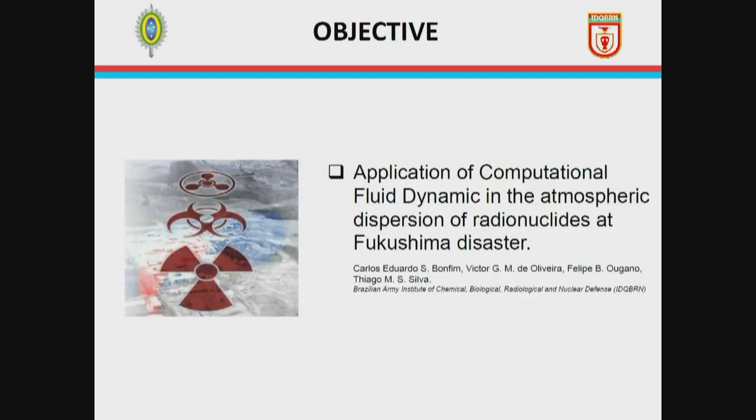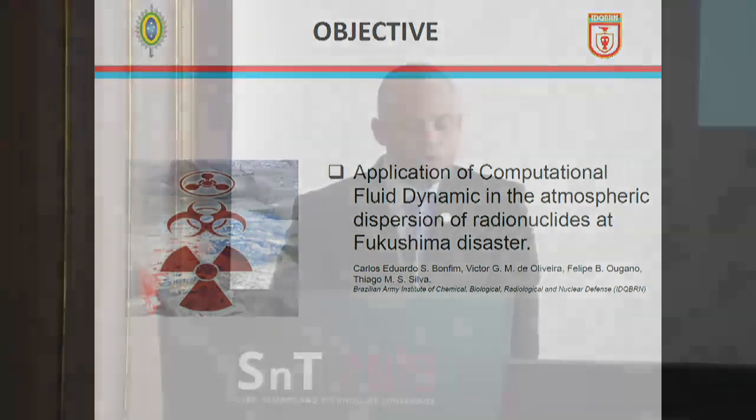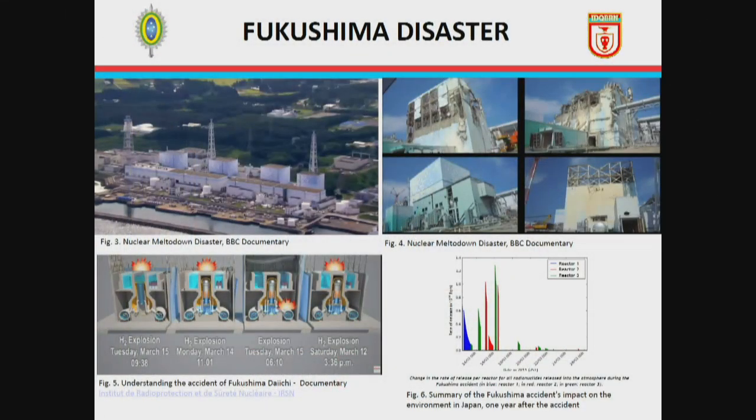This work, as will be presented, is being developed at the Institute as a benchmark for emergency activities at the Angra plant, located in Angra dos Reis, Rio de Janeiro. After the tsunami and accident in March 2011 at the Fukushima plant, 10 to the 15 radionuclides were released into the air after a meltdown and explosion of the reactors.